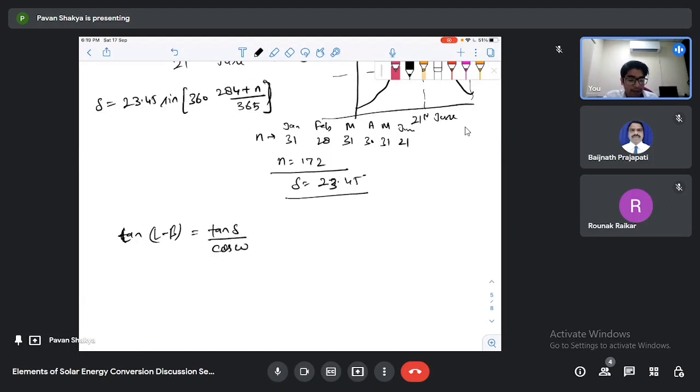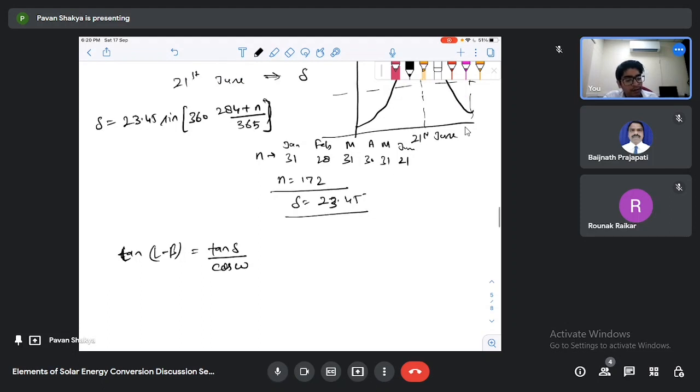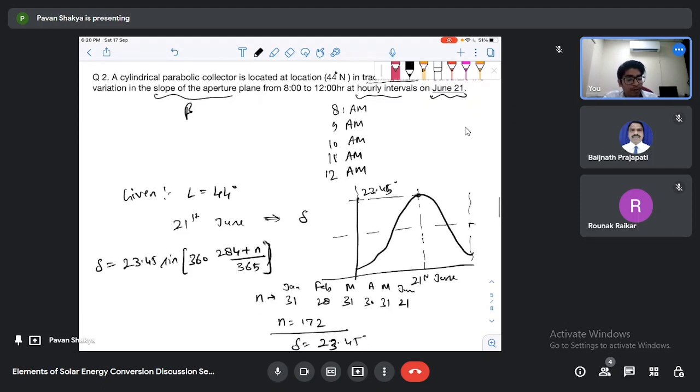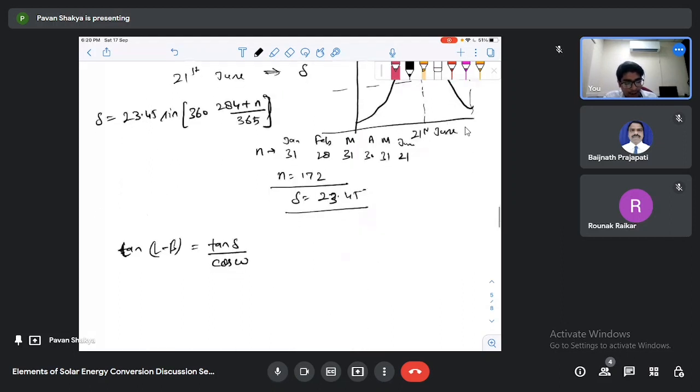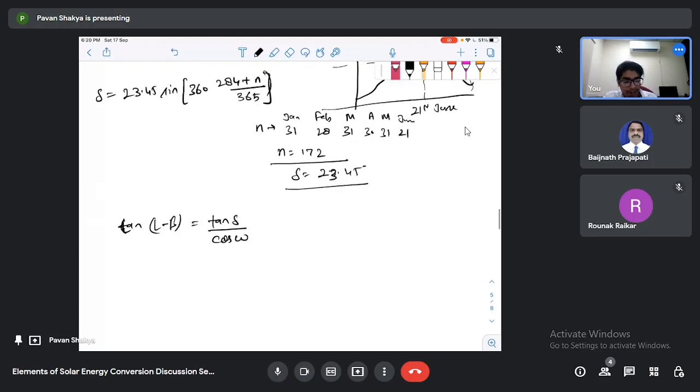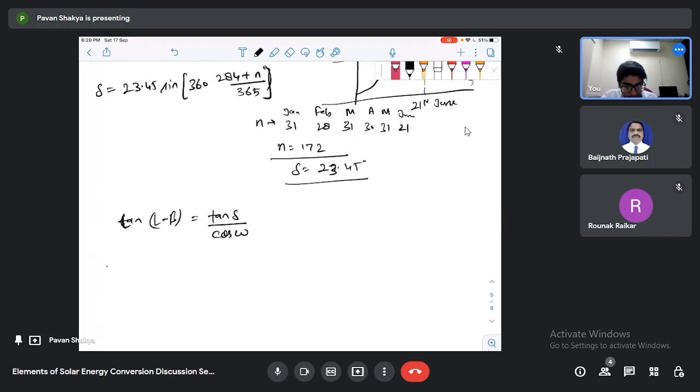So we have the value of delta and the time that is varying from 8 a.m. to 12 a.m. So for every hour we can calculate the hour angle. After that we can place it in this formula and we can compute the beta angle. So let's start with the time at 8 a.m.